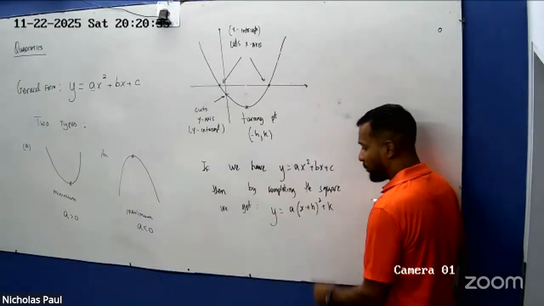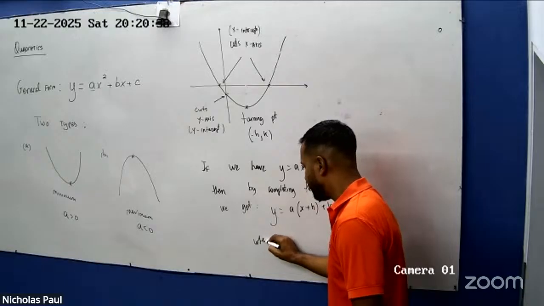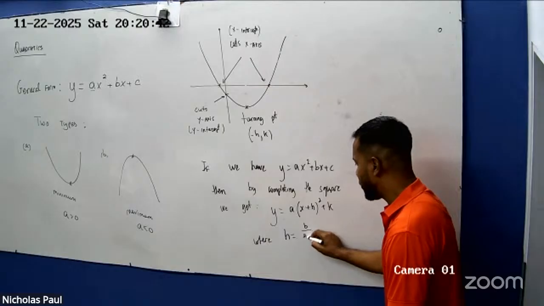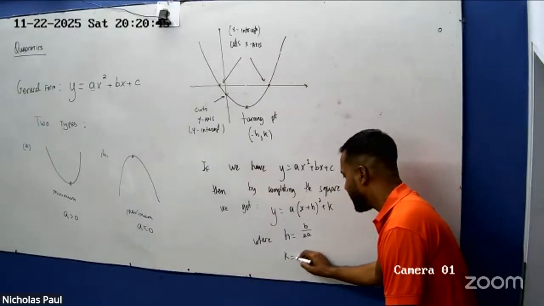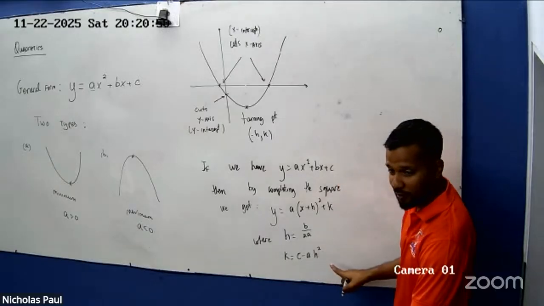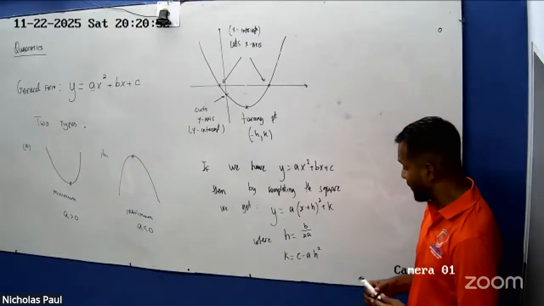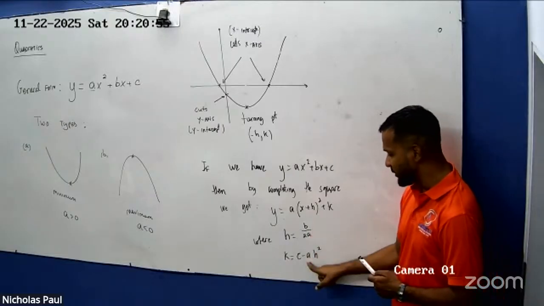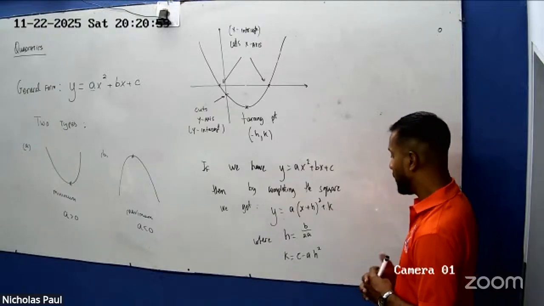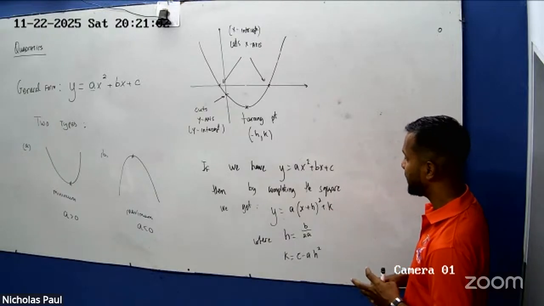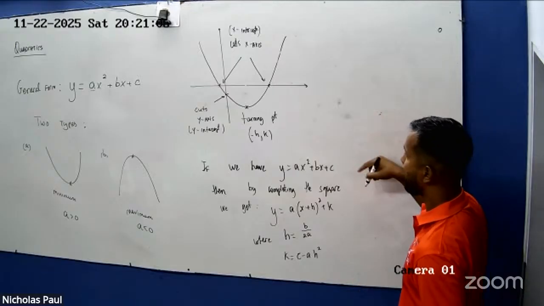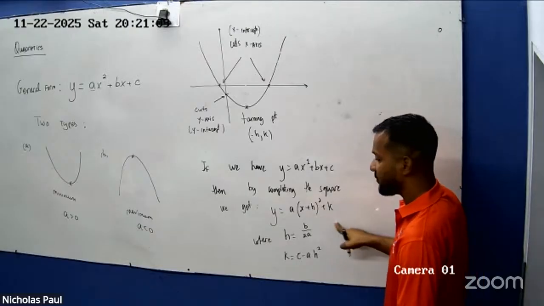So how to complete the square? Real simple. We just need to find h, which is b over 2a, and we need to find k, which is c minus a h squared. And I've got a formula, right? If you use this formula, you can find h. If you use this formula, you can find k. And that's it. Okay? So I'm going to show you how to do that, right? So let's make a note of this, how to find h and k.